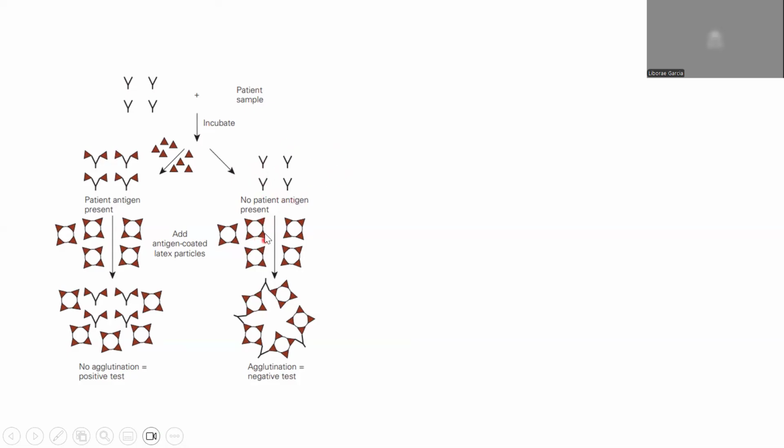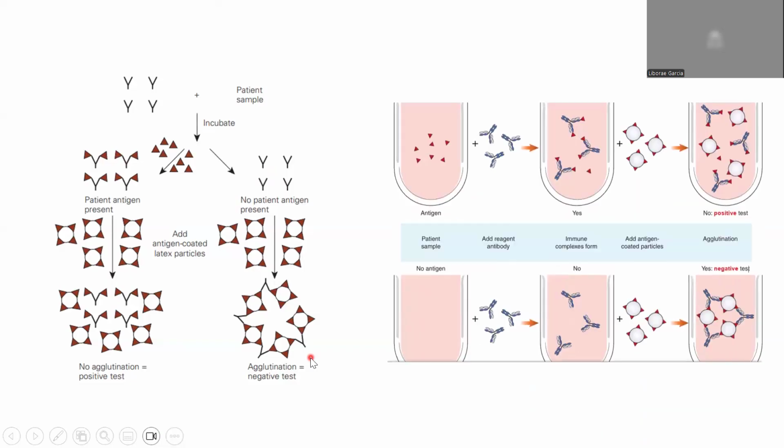But if the patient is negative, they have no antigen. So when you add the latex-coated particles, it agglutinates with the antibodies. So therefore, the negative test is your agglutination. Okay? So this is just the simplest explanation of your agglutination inhibition. There is competition.